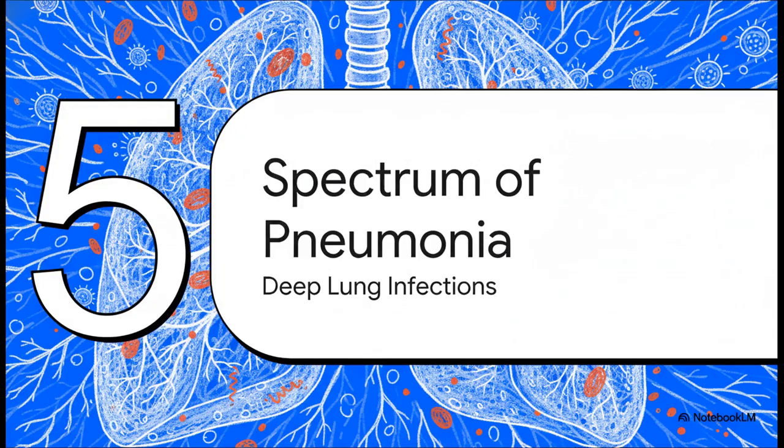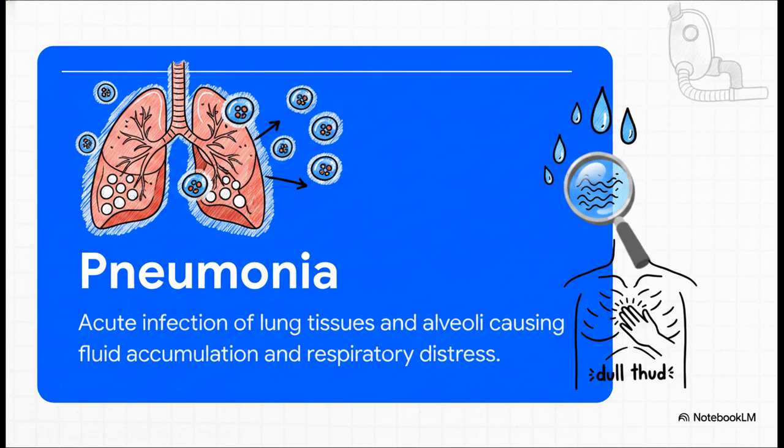Finally, Section 5, the spectrum of pneumonia. We've finally reached the deepest, most critical, and traditionally sterile destination on our anatomical tour, the alveoli of the lungs. This delicate gas exchange tissue is the main battleground for pneumonias. And keep in mind, pneumonia isn't just one single disease. It's a broad umbrella term for an acute infection of the lung tissues and alveolar spaces.